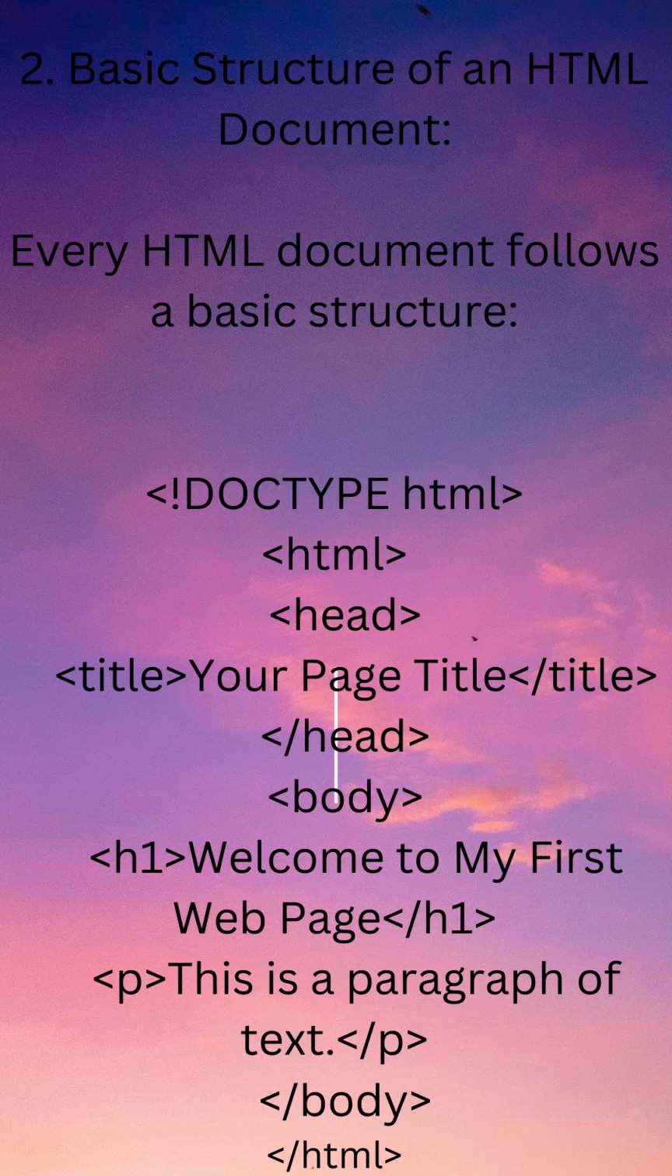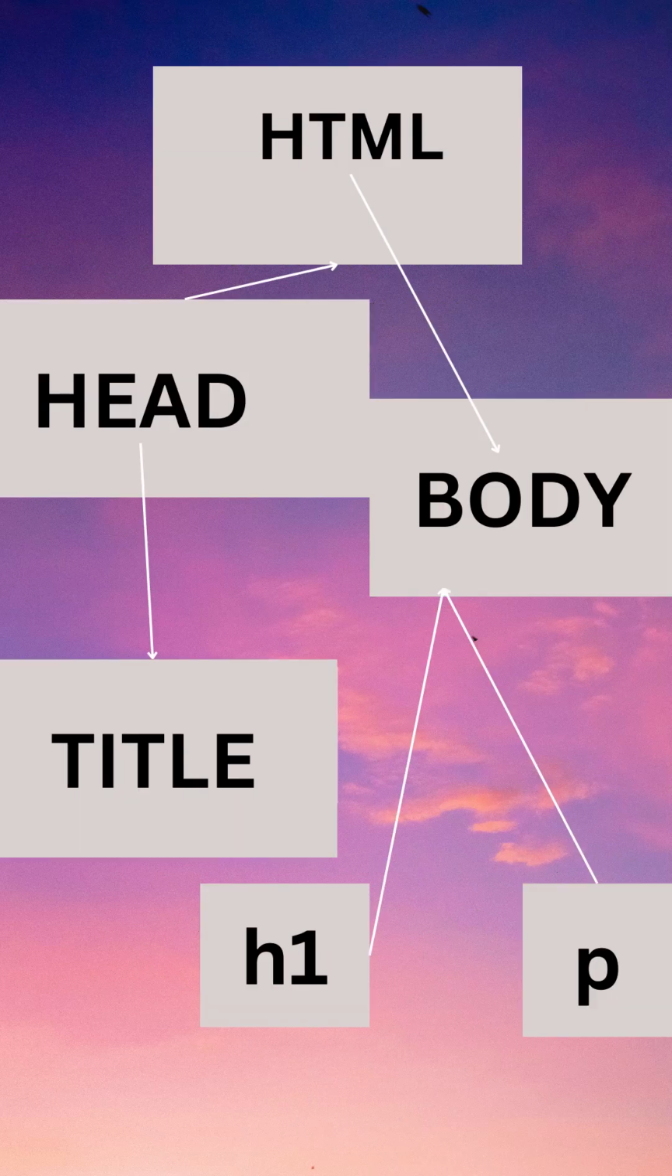Title tag: sets the title of the web page, which appears in the browser's tab. Body tag: contains the visible content of the web page. H1 and P tags are example tags for headings and paragraphs respectively. The flowchart diagram of basic HTML tags.